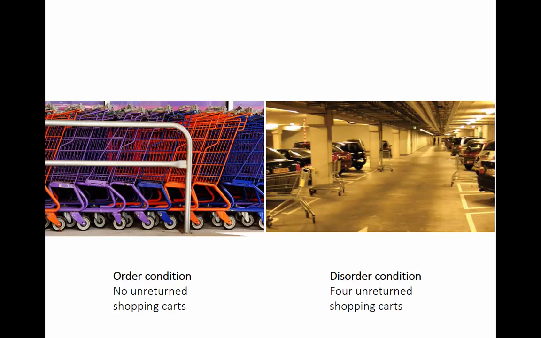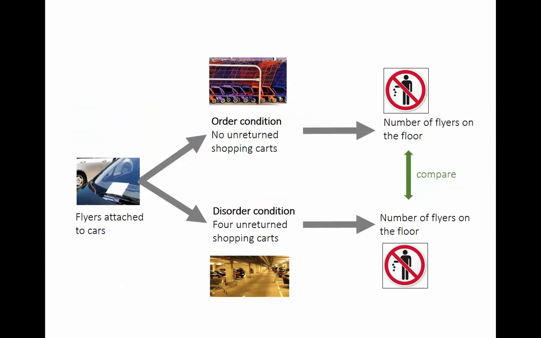Again, they have their order condition, or the control condition, and on the other side the treatment, the disorder. This is how the setup looks. People get flyers attached to their cars. They get funneled off into 2 different conditions. Some end up in the order condition where there are no shopping carts around, while the others end up in the disorder condition where there are these 4 unreturned shopping carts around, and at the end they count the number of flyers that are on the floor.